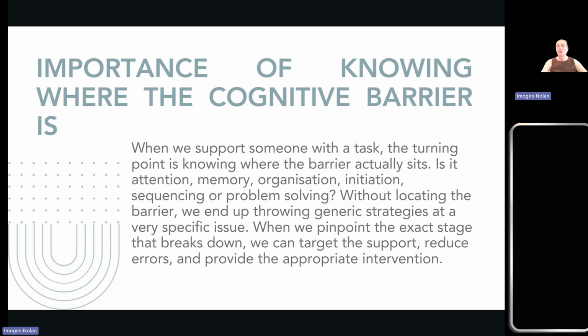If we don't know the barrier itself, we end up recommending really generic stuff, and most of the time I would suggest that is often compensatory strategies. But when we know the cognitive barrier, we can pinpoint the exact stage where it breaks down and what cognitive intervention we should be focusing on.